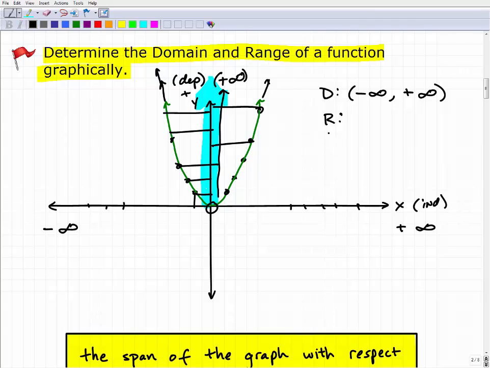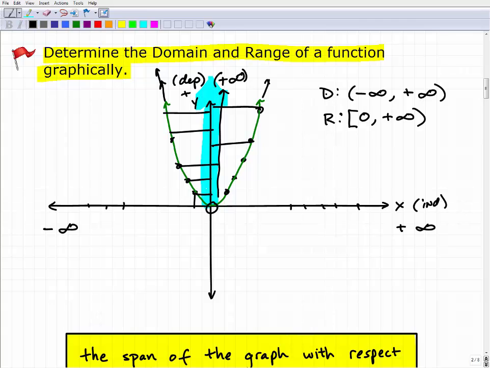Okay, so how can I represent that? Well, the range would be, it is hitting 0, it is at the origin, so I would put a bracket, 0 comma positive infinity. Then open parentheses. Remember, parentheses are always found on infinities, negative infinity and positive infinity. All right, so hopefully that makes sense.